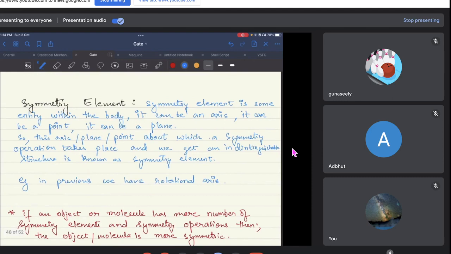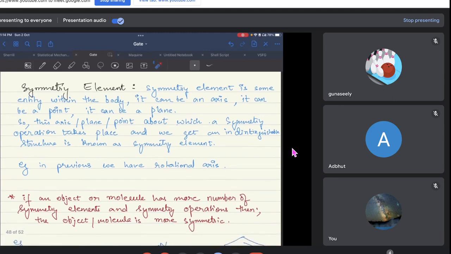Now let's move into what symmetry elements are. A symmetry element is some entity within the body. It can be an axis, it can be a point, it can be a plane. This axis, plane, or point about which a symmetry operation takes place and we get an indistinguishable structure is known as the symmetry element. So we have the symmetry element, we do the symmetry operations, and we find out the different indistinguishable or identical structures we can get.